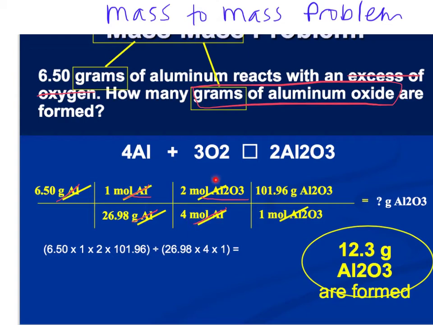And now that I'm in moles of aluminum oxide, that's nice, but that's not what the answer wanted. It wanted it in grams of aluminum oxide. So then I just have to use the molar mass of aluminum oxide to determine how many grams.